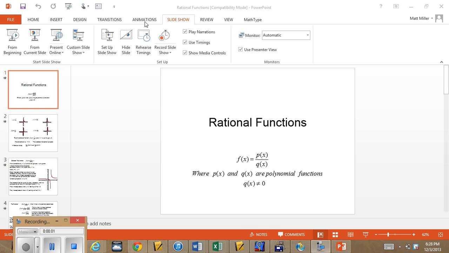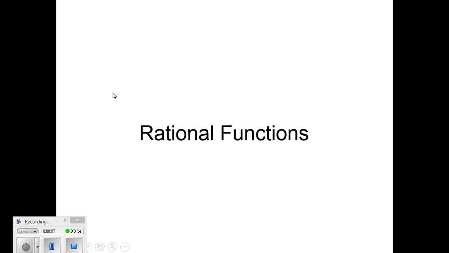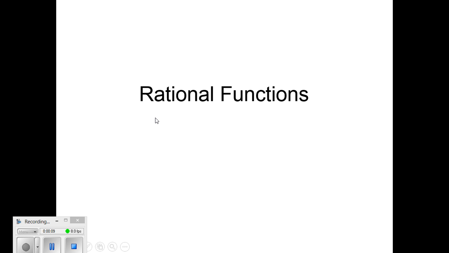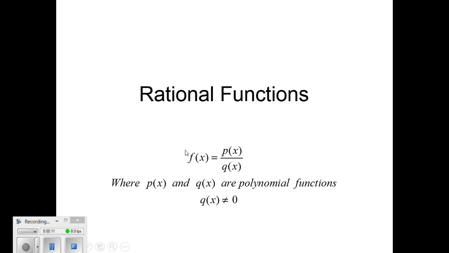Right, we are now going to start talking about our rational functions. Rational functions are simple functions that are the ratio of two polynomial functions. So here's a new function, f of x, which is simply one polynomial function divided by another polynomial function.